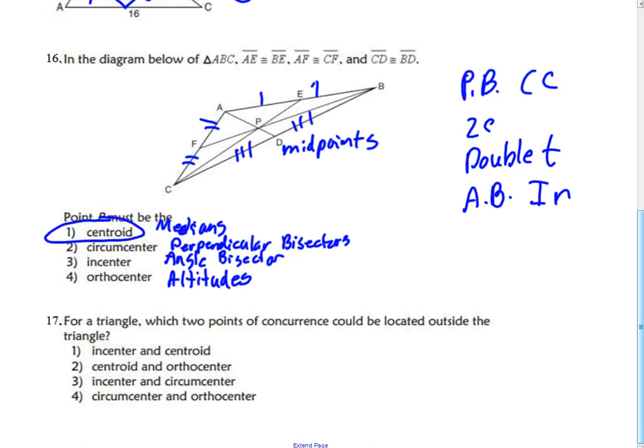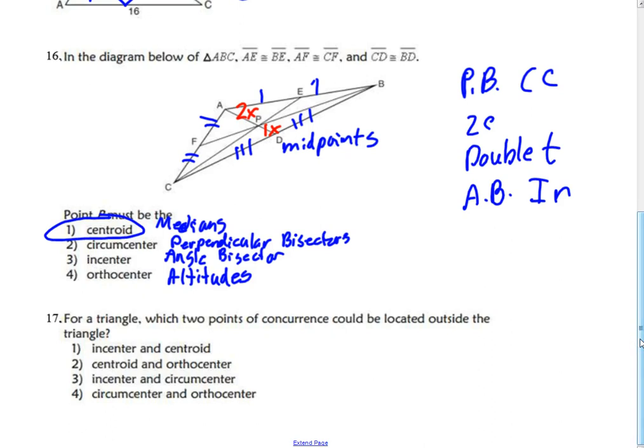Okay, now, do you know the relationship of the lengths with the centroid? They didn't ask about it in this question, but they could. Yeah, it's 2 to 1. So this length is double that length. So it's in a ratio of 2 to 1, the ratio from the vertex to the centroid and the centroid to the midpoint. Okay.